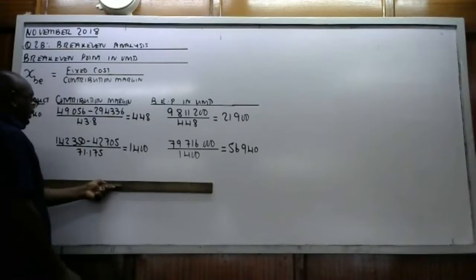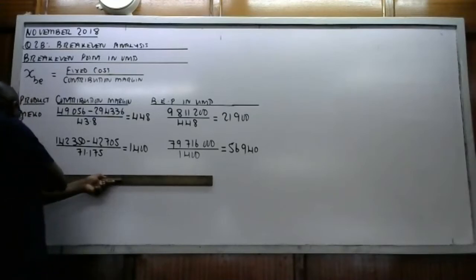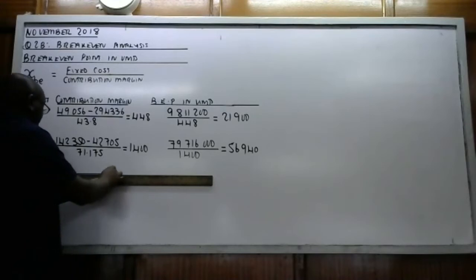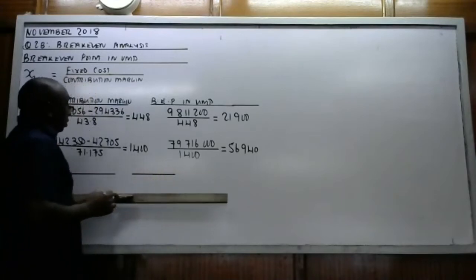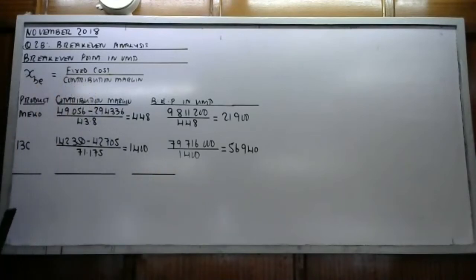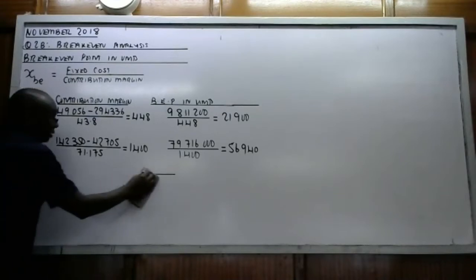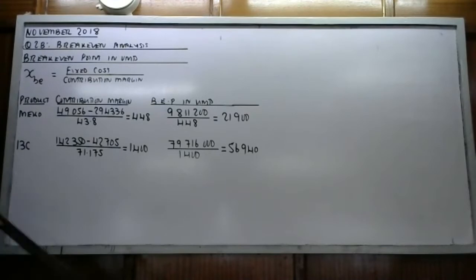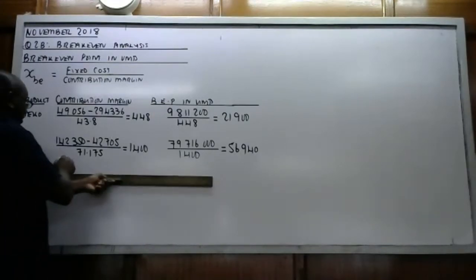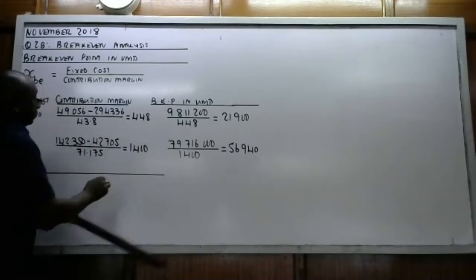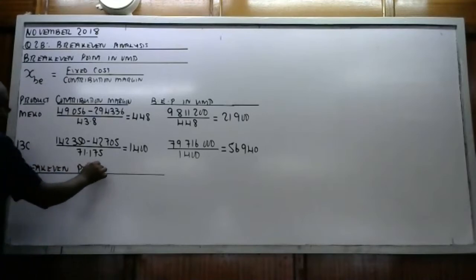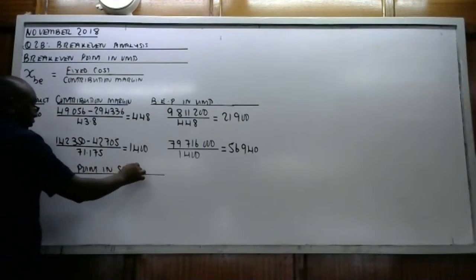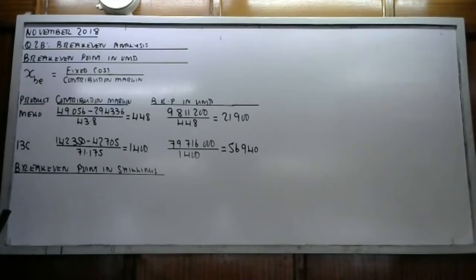I need to have the product, the price. First of all, we need to show the formula. So let's go to the next. Break-even points in shillings. So how do we get it?